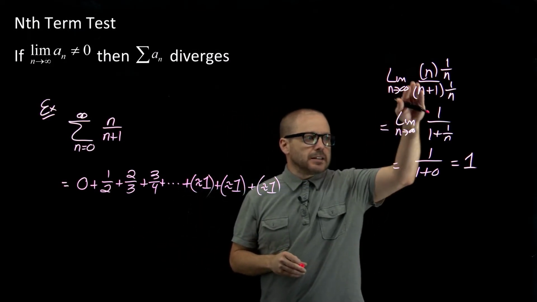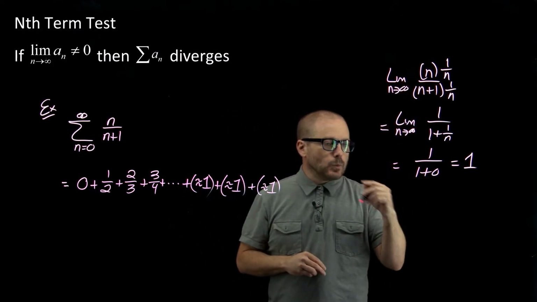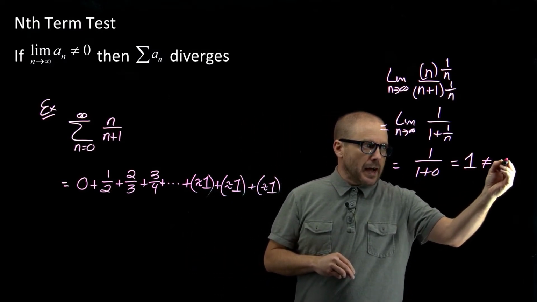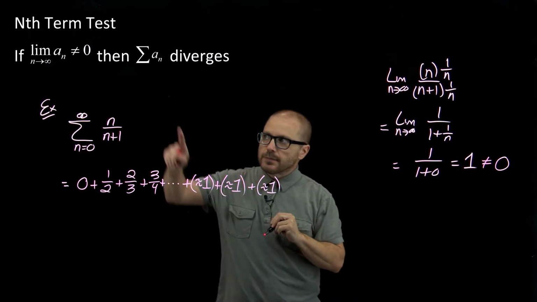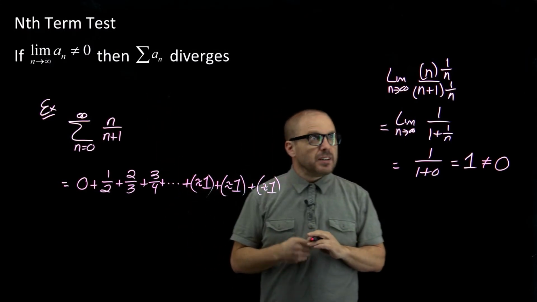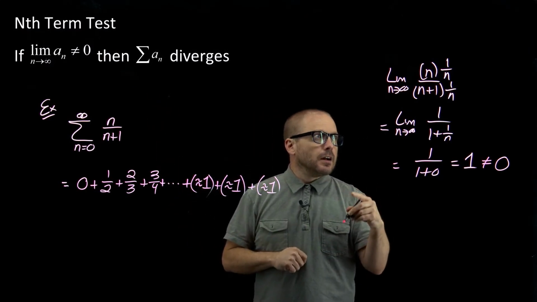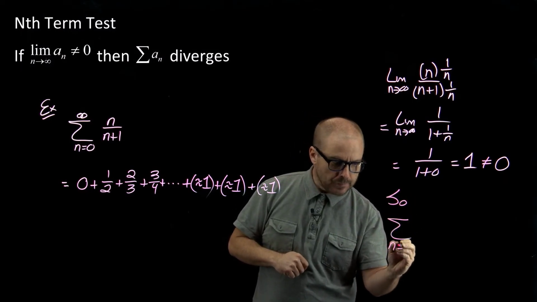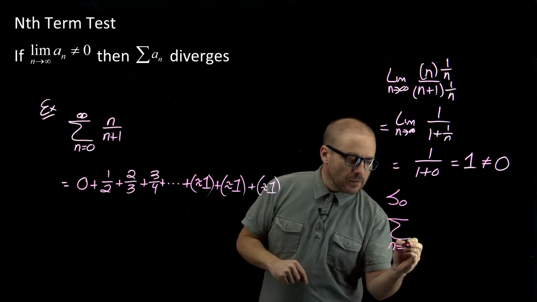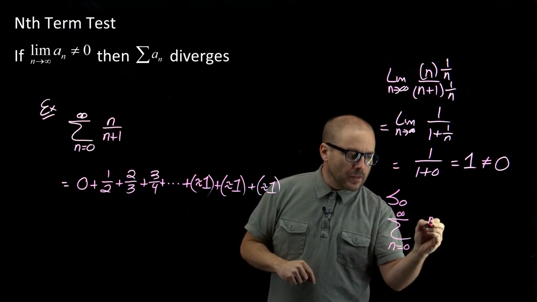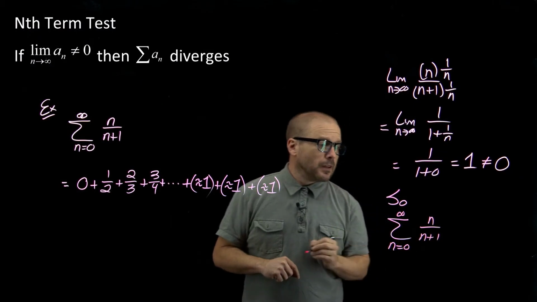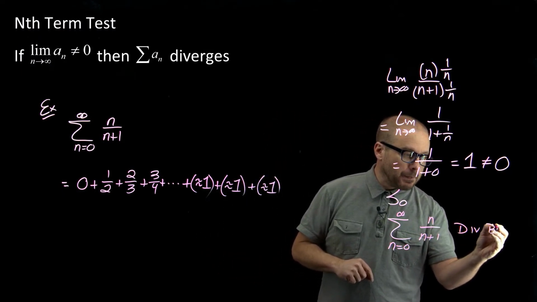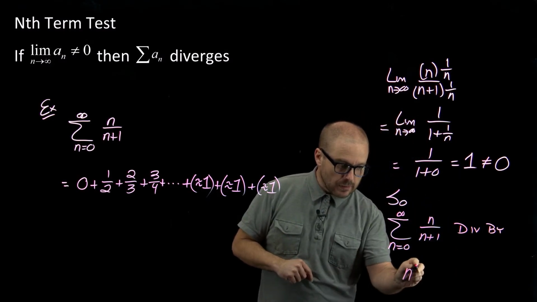So when we take this limit, what I'd want you to argue is that the key is that this limit is not 0, right? That's what the theorem says. If that limit is not 0, then we know that our series, the sum from n equals 0 to infinity of n over n plus 1, diverges by the nth term test.